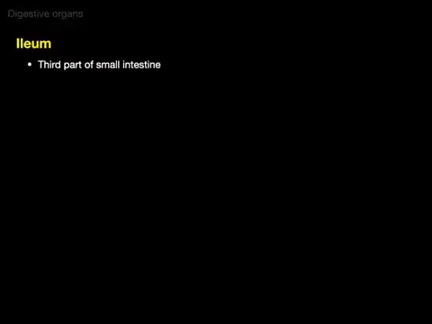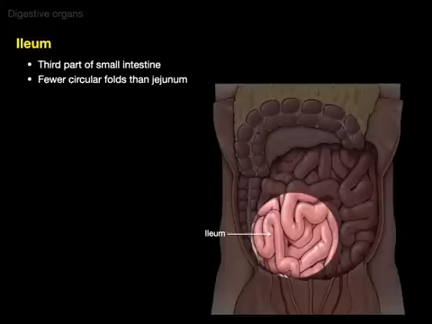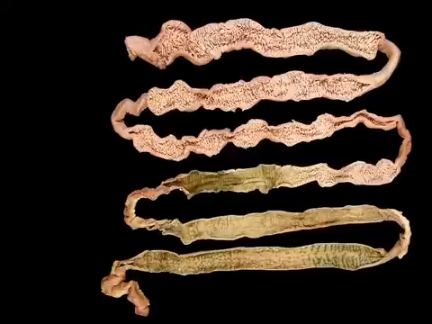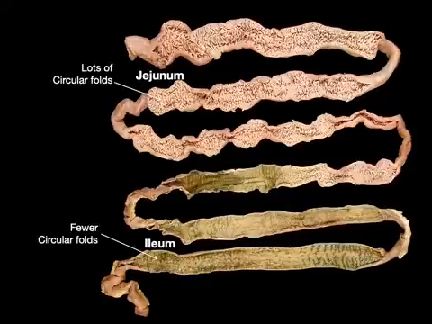Now, the ileum is the third part of the small intestine. There are fewer circular folds in the ileum than in the jejunum. So when we compare the jejunum and ileum, lots of circular folds, fewer circular folds. They're there, but just not as many. Here is an actual cadaveric small intestine opened up where there's the jejunum. Look at the number of those circular folds in contrast to the ileum where they're there. There's just fewer of them because a lot of the absorption has already occurred.